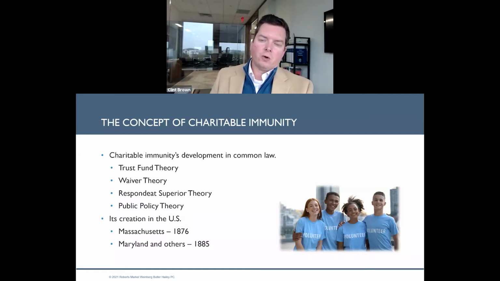And then finally, the public policy theory. Looking at it from a public policy perspective, they wanted to encourage charitable organizations to do work in the nation. Because of that, they felt it was sound public policy to grant those organizations some form of immunity. It was created in Massachusetts in 1876, and then Maryland and others followed suit in 1885.